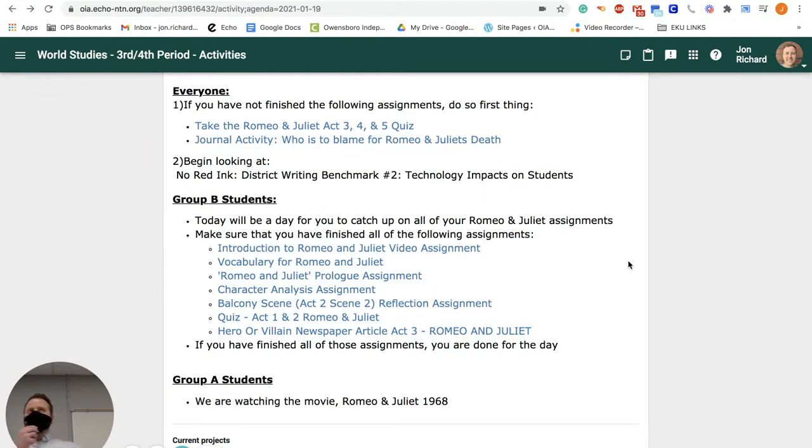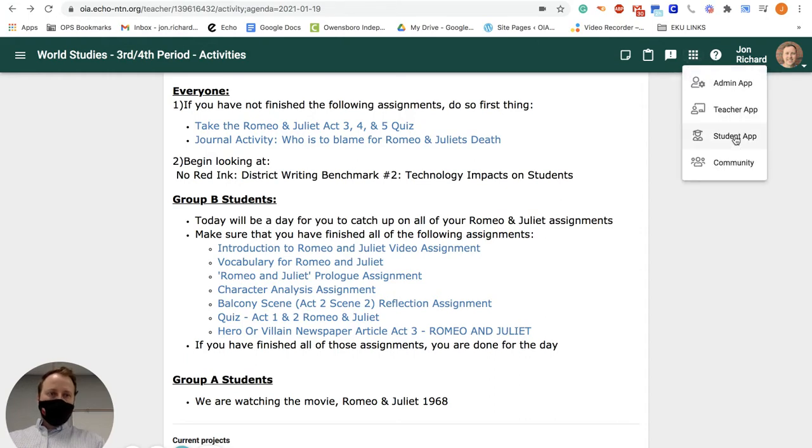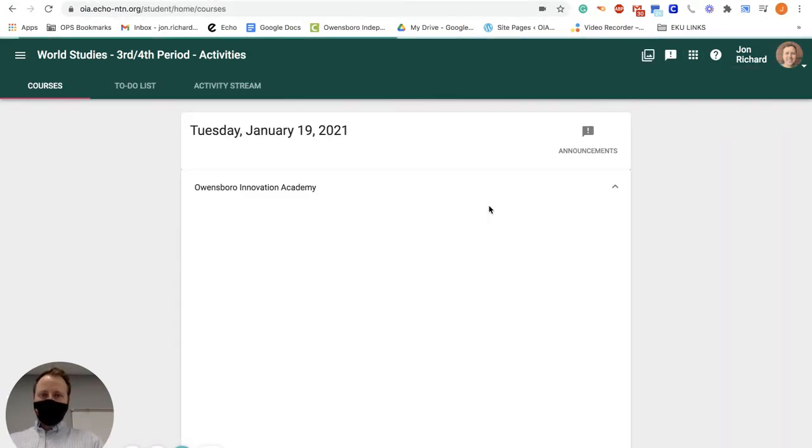Number one is to check your grade book. So wherever you are right now, whether you're here or at home, you need to go into your grade book. And at the top, you should make sure that the grade book is saying spring. You know what? I will show you what that looks like. Go into the student app.